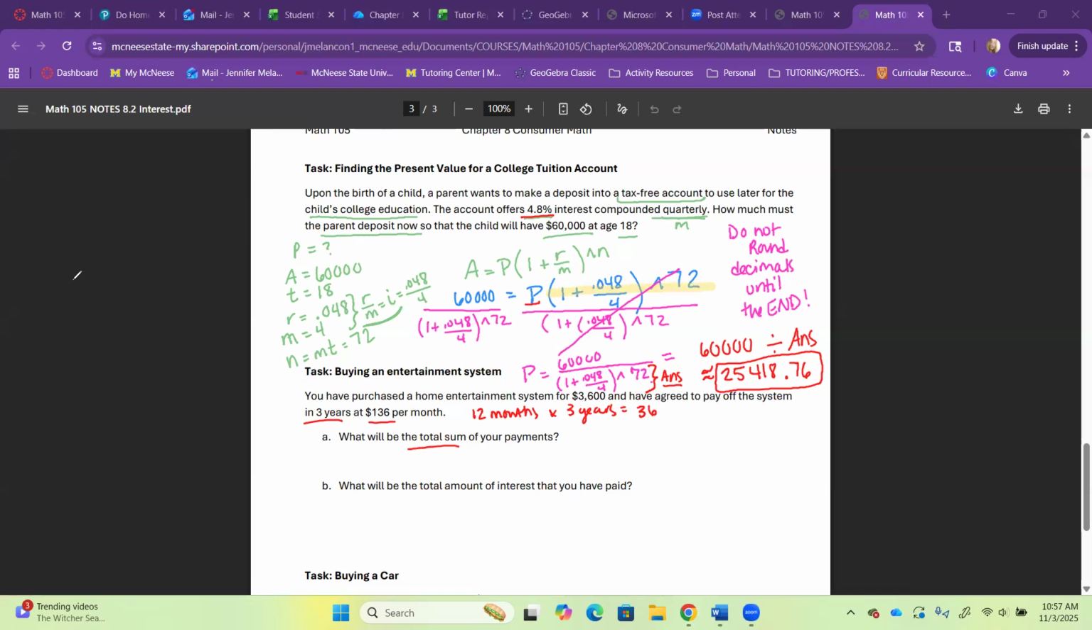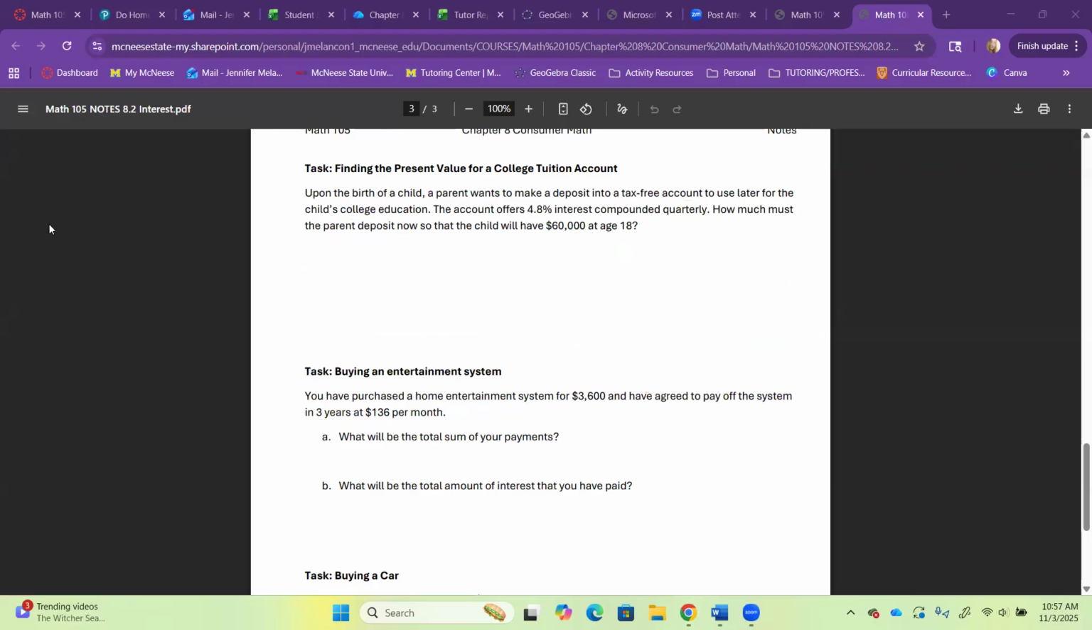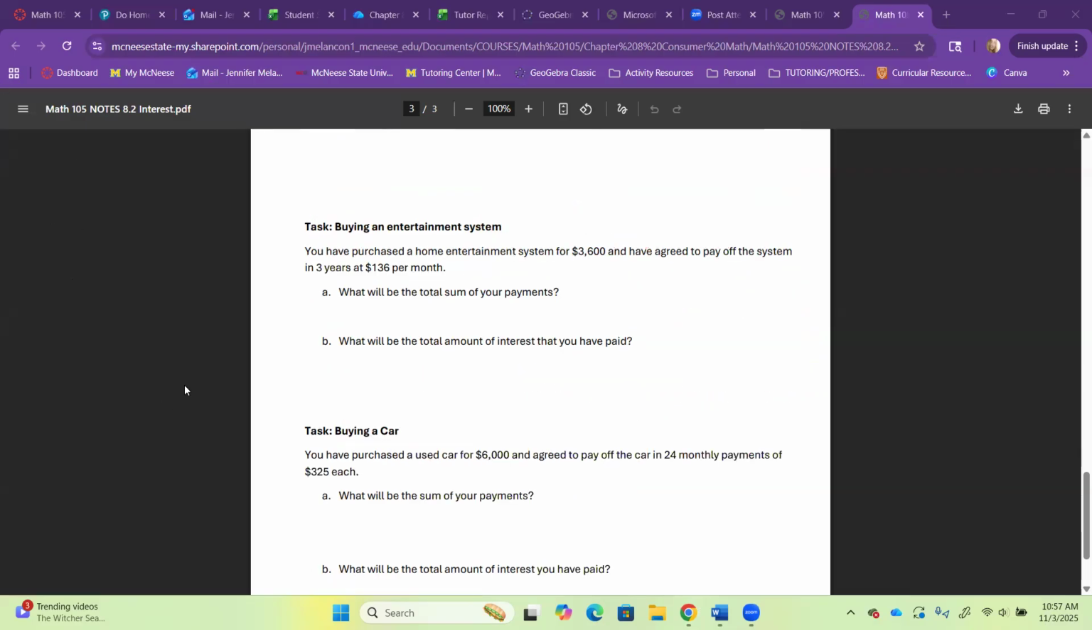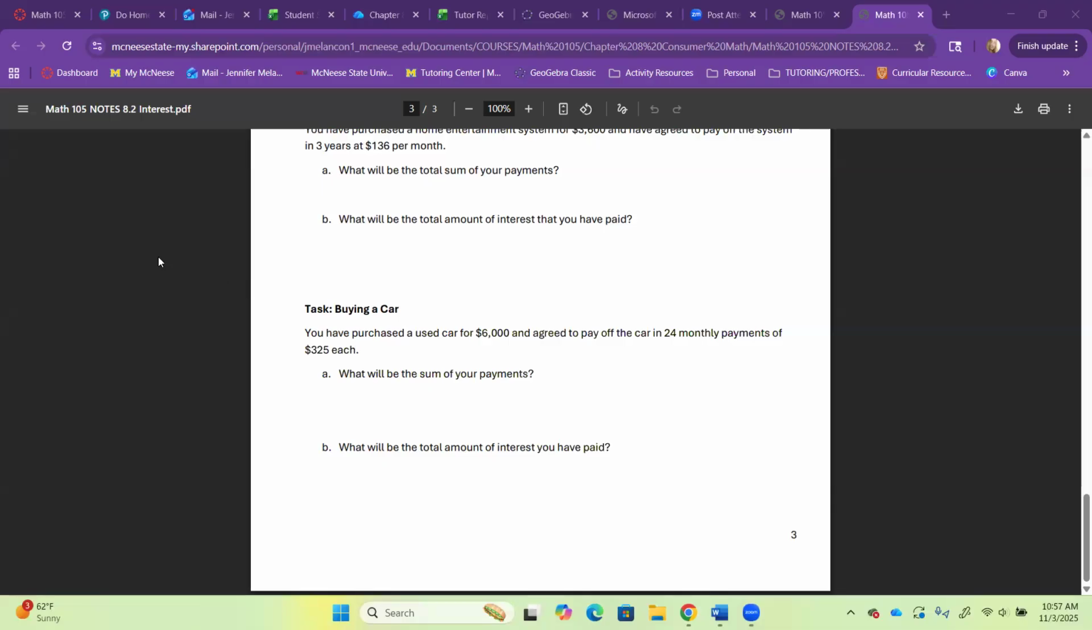And then the next one is a similar task of buying a car, which may be more like something you might want to do. You've purchased a used car for $6,000 and agreed to pay 24 monthly payments. What's the sum and what's the total interest you've paid? So be able to calculate those.